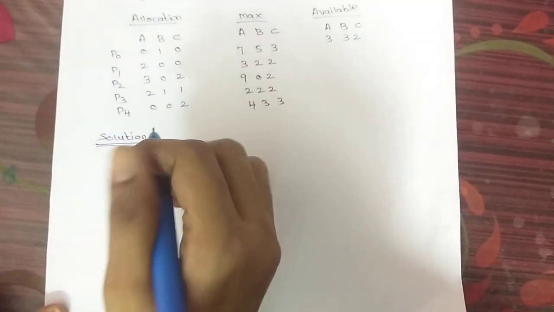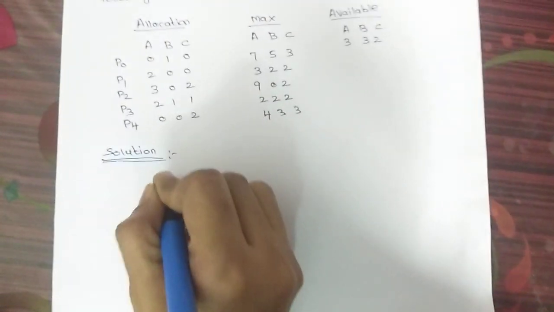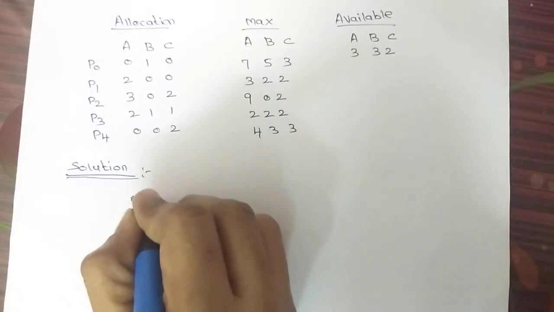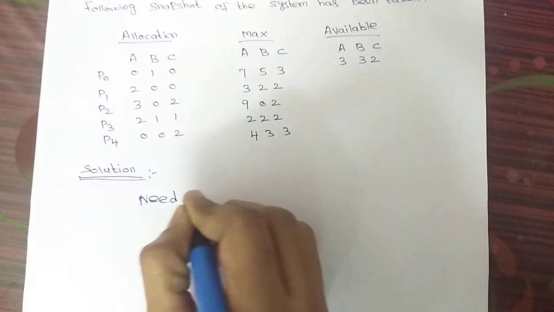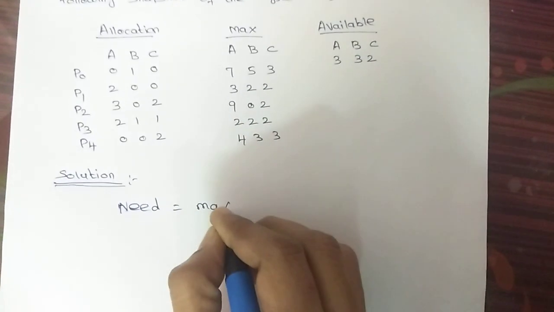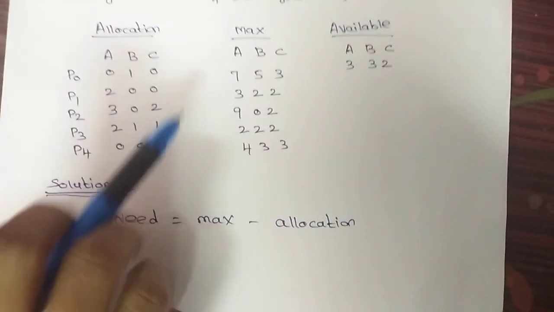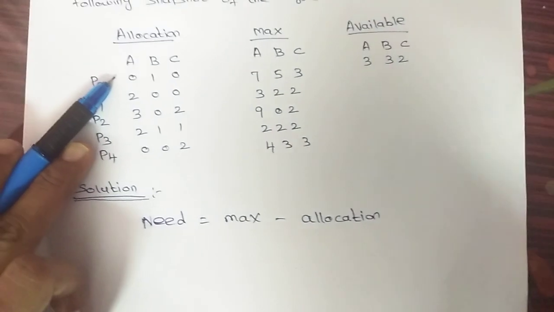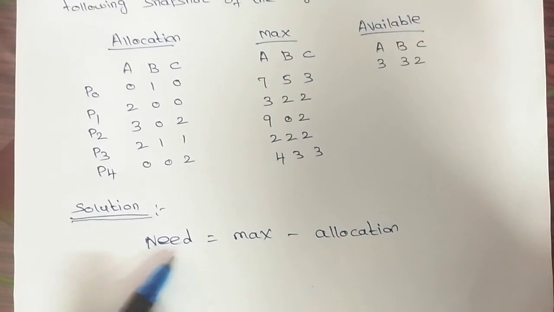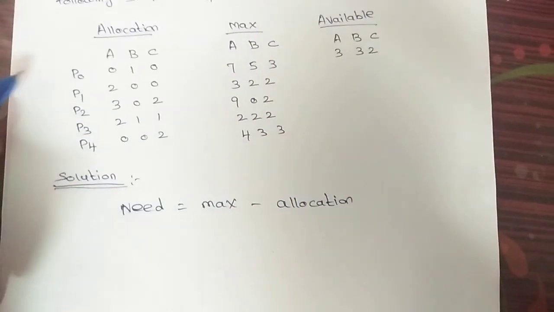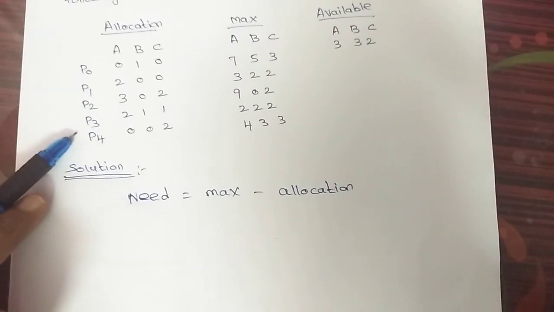Here we are going to have a solution. How are we going to solve this problem? First, you are going to calculate the need. The formula for need is: need equals max minus allocation. Here you have the max and here you have the allocation. So we are going to calculate the need matrix using max minus allocation, from process P0 through P4.